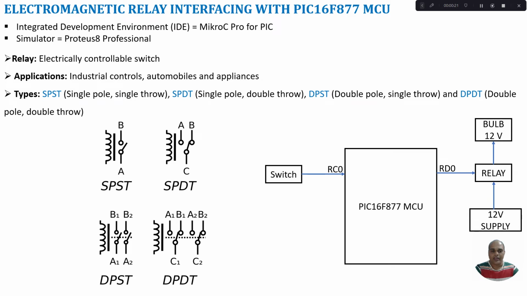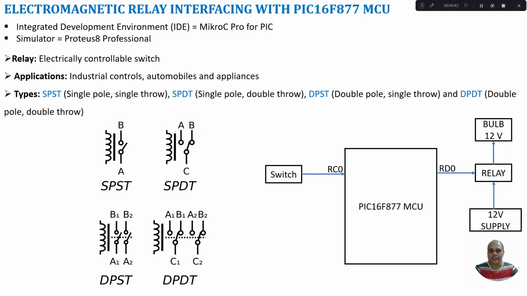So a relay is an electrically controllable switch. Whenever we have appliances working with higher voltages and higher current ratings, if I want to control those appliances using a microcontroller, then we can make use of this electromagnetic relay.